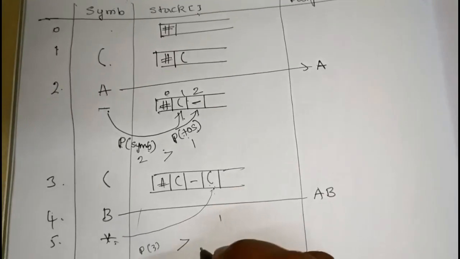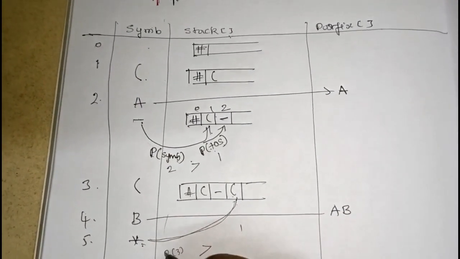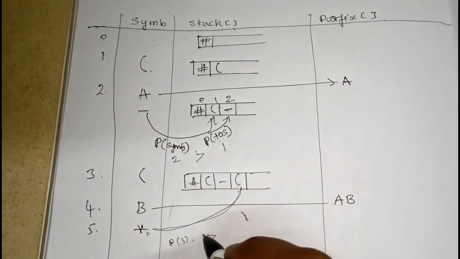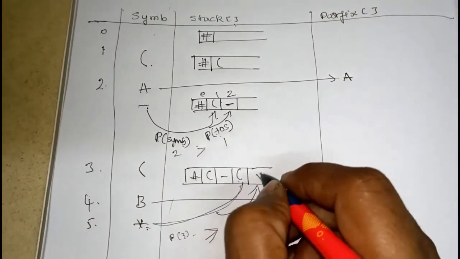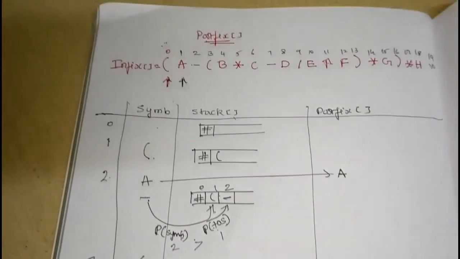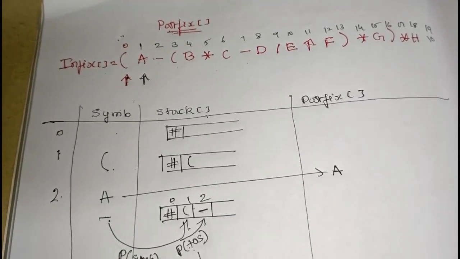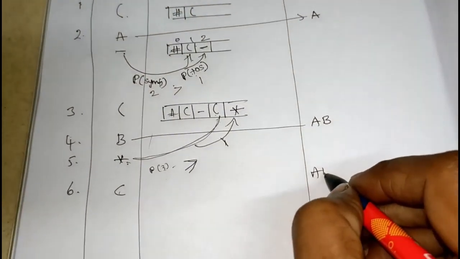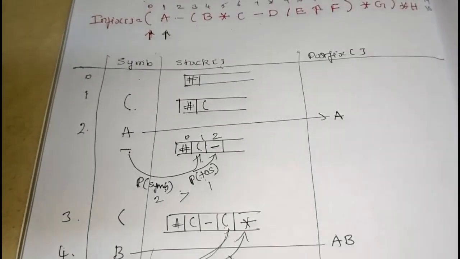If you see here, when you compare, the precedence of star is 3 and the precedence of this one is 1. So 3 is greater than 1, and if it is greater, we push into the stack. What is next? Next encountered is 3, that is C. Directly we store it in postfix. What is the seventh one?